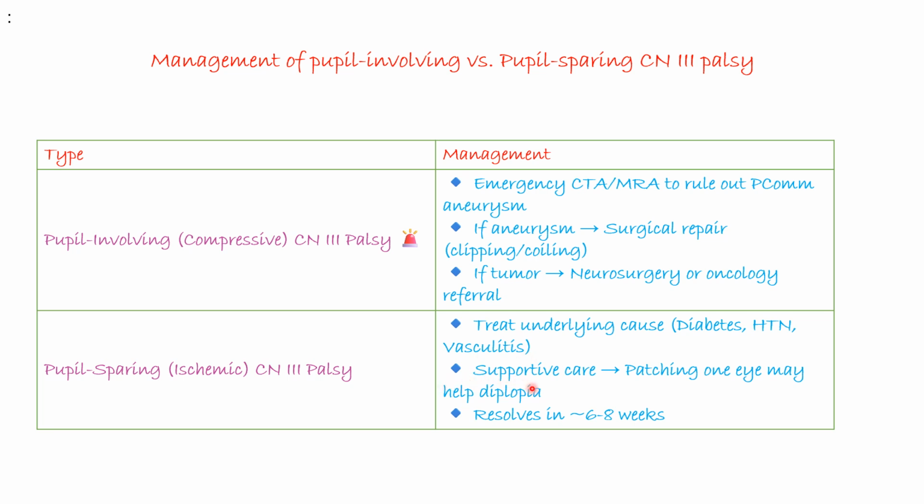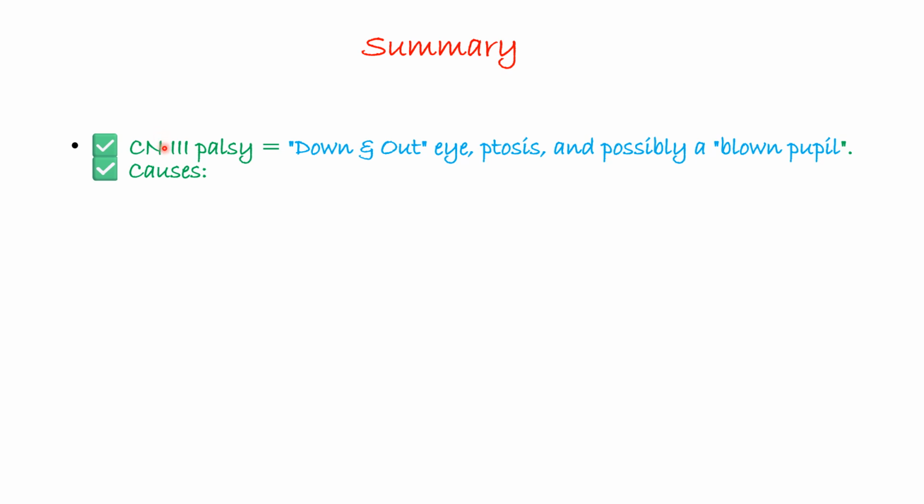You can also do supportive care, that is patching one eye may help with diplopia, and this usually resolves in 6 to 8 weeks. So in summary, we say that with cranial nerve 3 palsy, you will have the eye down and the eye out, and this is because of the superior oblique and lateral rectus. You are also going to have ptosis. This is because of the levator, and possibly you can also have a blown pupil.